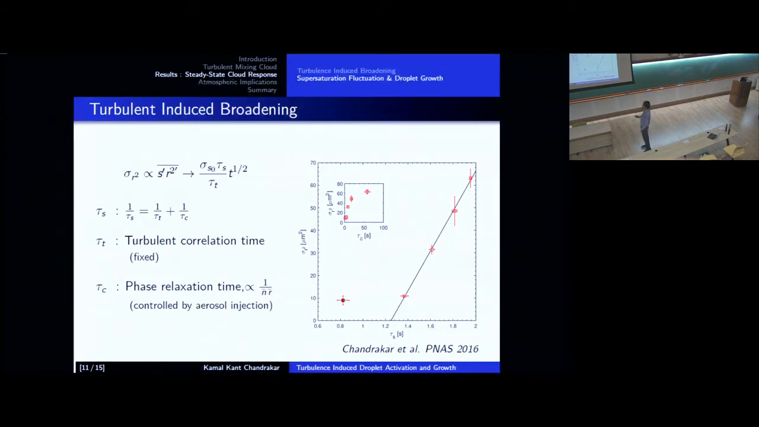relaxation time. So for a given temperature gradient, tau t, the turbulent correlation time, is fixed because the turbulent forcing is fixed. But by changing the aerosol injection rate, you can control this tau c parameter. And so this is inversely proportional to number and mean radius. So your tau s increases with decrease in the droplet number and mean size.